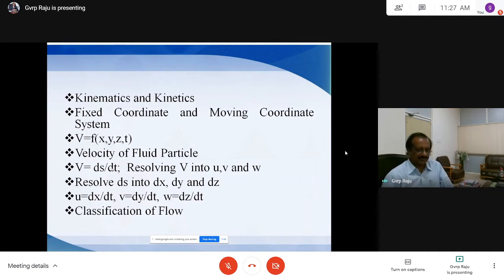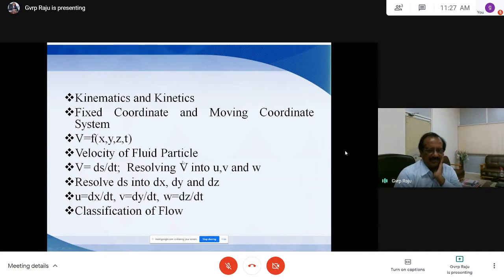Limit dt tends to 0. This is the definition of fluid velocity. If you take a solid velocity, it is simply displacement by time. Fluid velocity is different, because a fluid is not a single body but a group of fluid elements. Each fluid element will have its own value of velocity, pressure, and density, and we can define the fluid velocity as the distance moved by a fluid particle in a time dt, as dt tends to 0. That means the fluid velocity here is limit dt tends to 0, ds by dt.